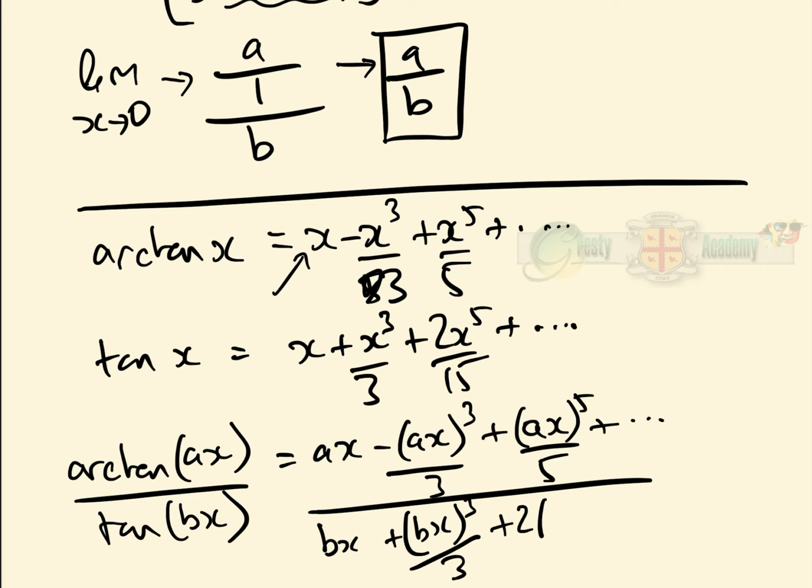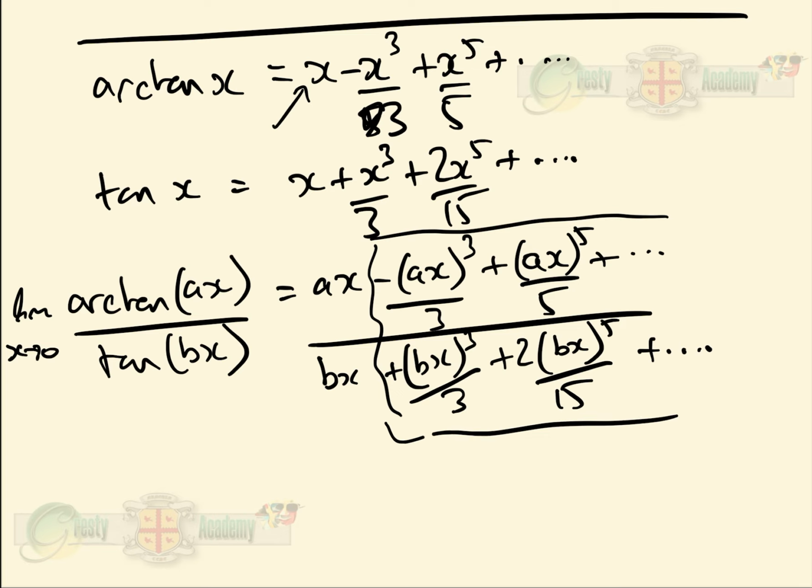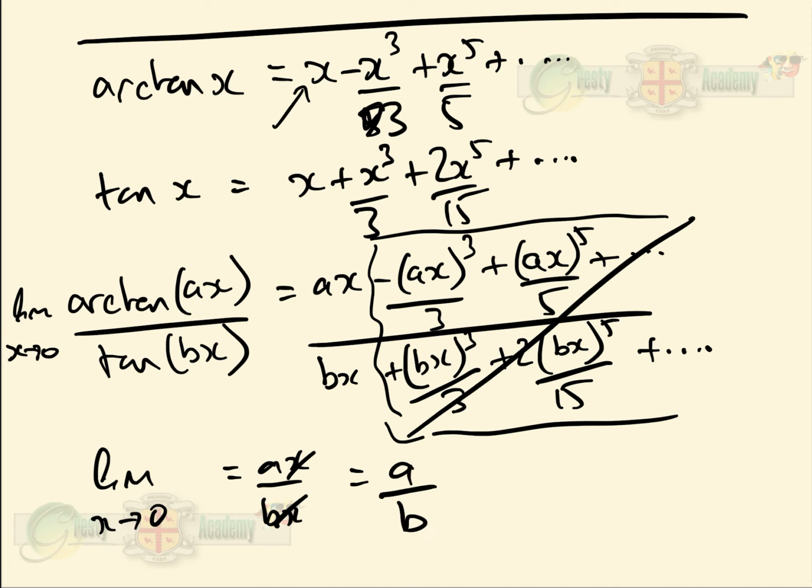So the limit as x approaches 0, well, of course, clearly the order of x cubed and x to the 5 approaches 0, which just leaves us with the limit as x approaches 0 is ax over bx, and clearly the x's cancel, which is equal to a over b. So basically, it's one worth remembering, actually, because this is quite a common exam question. The limit as x approaches 0 of arctan ax over tan bx is equal to a over b.